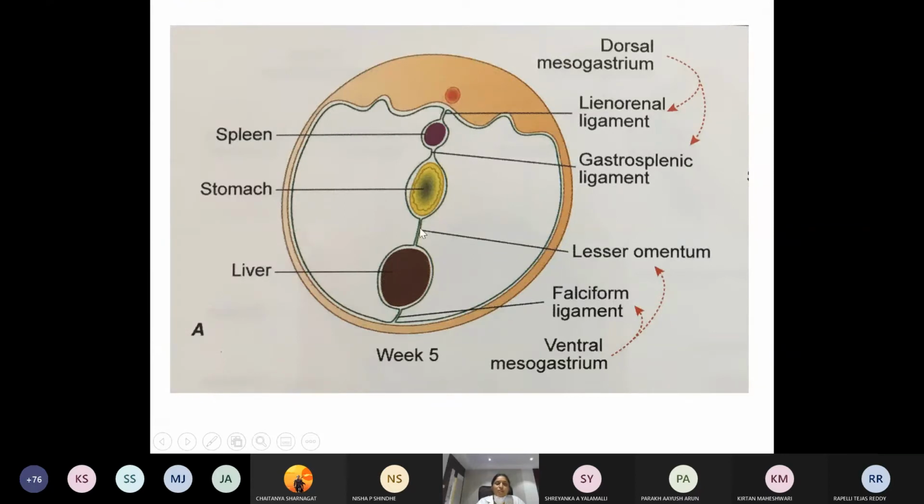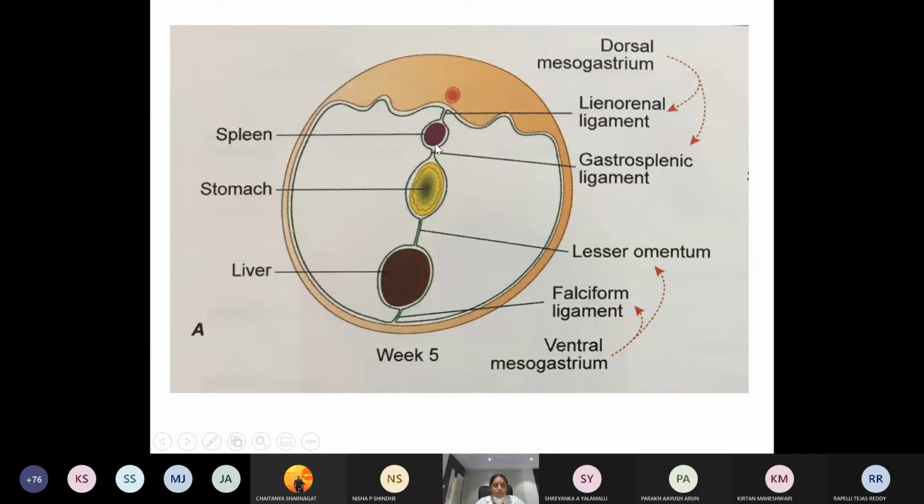What will happen to the ventral mesogastrium? It is split into two parts. One which is anterior to the liver becomes the falciform ligament, and one which is posterior to the liver becomes the lesser omentum. So here the part of the ventral mesogastrium connecting the liver to the stomach becomes the lesser omentum. Now what is happening behind? This is the dorsal mesogastrium. That is also split into two parts, by what? By the growing spleen. This is the spleen. Clear?